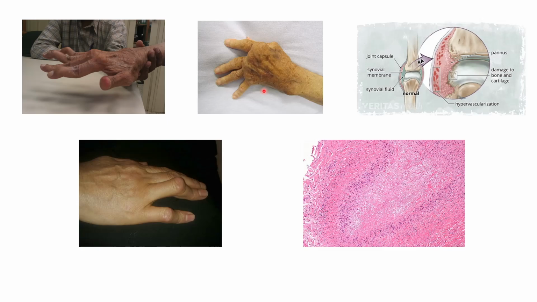Here's the pannus, which is the granulation tissue we were talking about earlier. And here's the boutonniere deformity. Right over here, a little bit of histology. This is a palisading granuloma with central fibrinoid necrosis.